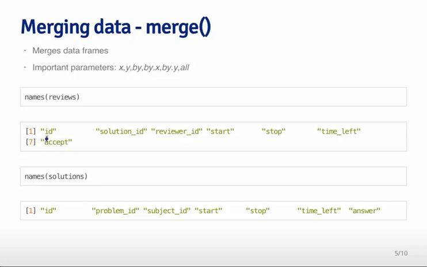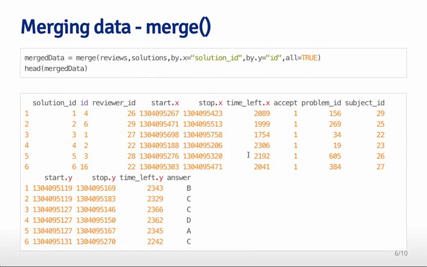So for example, in this data set, it would try to merge by ID, start, stop, time left, and so forth, because those variables also appear in solutions, even though those variables might not necessarily mean the same thing. So what we're going to do instead is tell merge which of the variables it should merge on. The x data frame, in this case, is the reviews data frame. We're going to merge on the solution ID. And in the solutions data frame, we're just going to merge based on the ID.